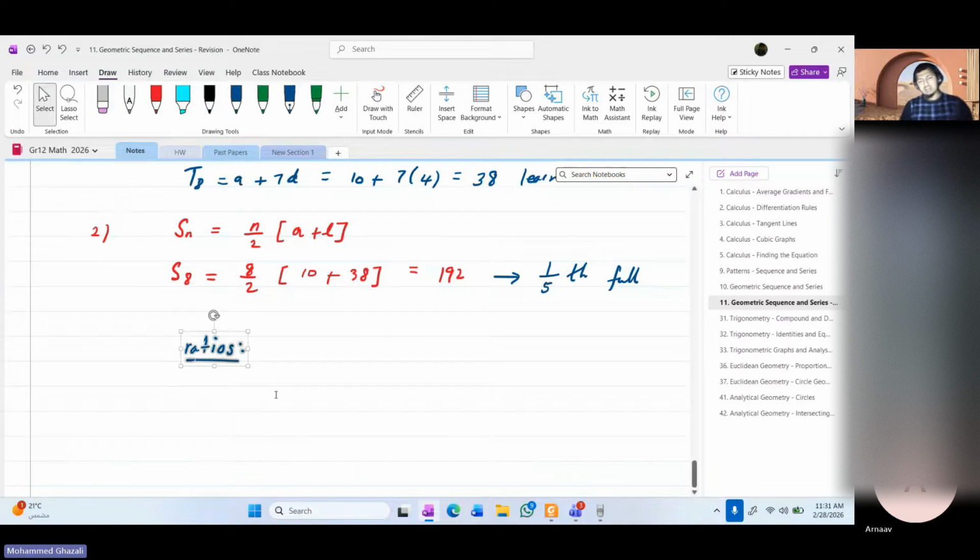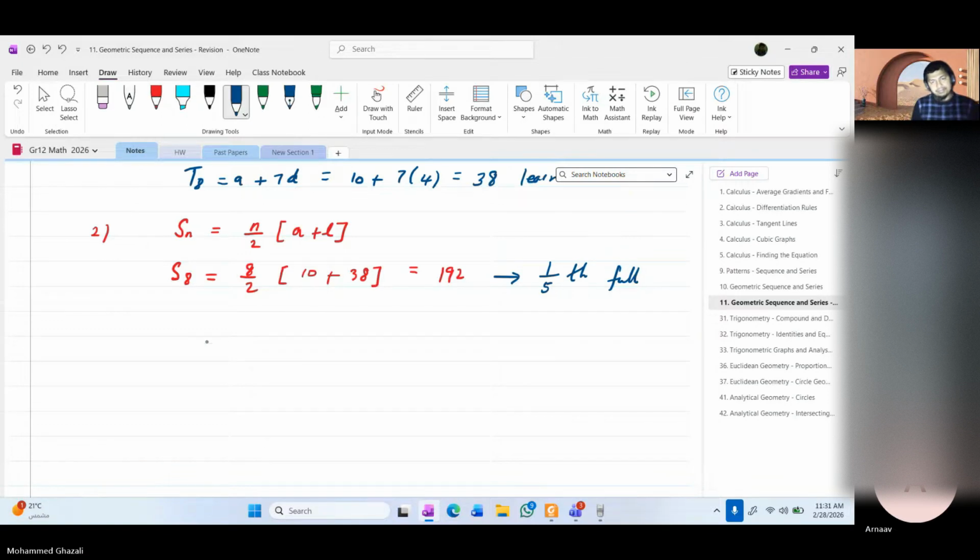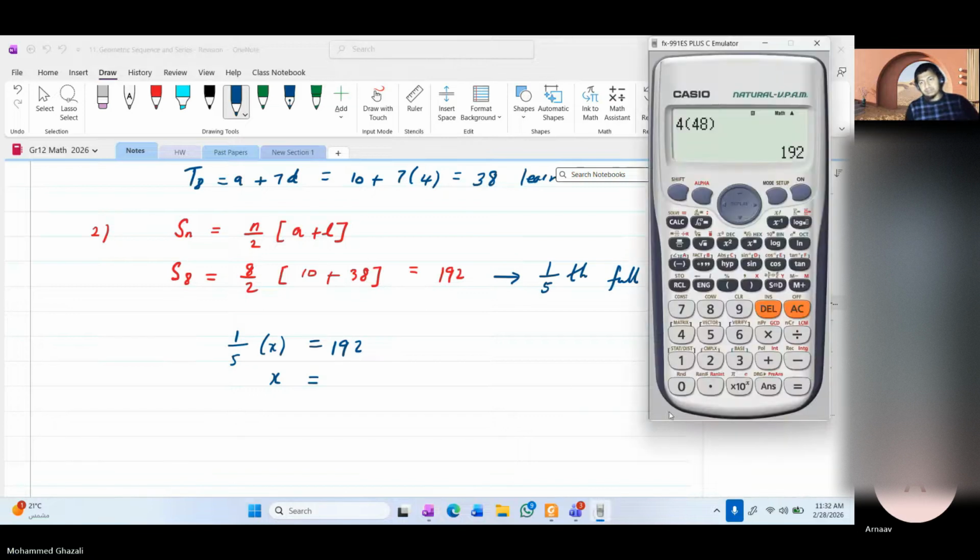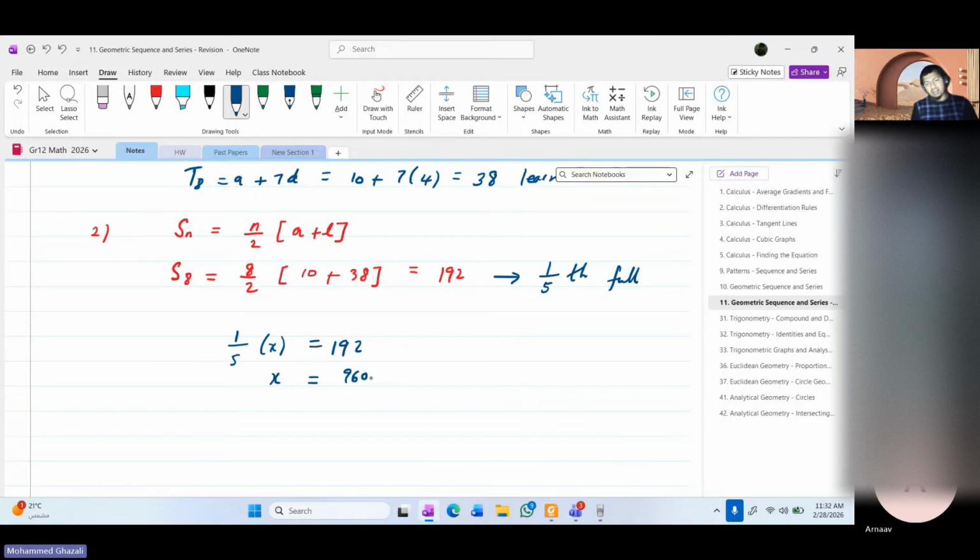We can say 1/5 of x, that's the total number of learners, is going to give me 192. So x is equal to 192 times 5. 192 times 5 is 960. So the school hall, this is full capacity.